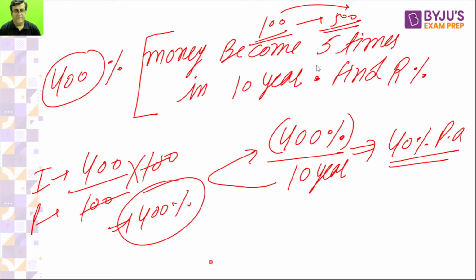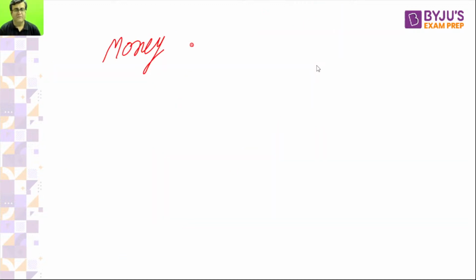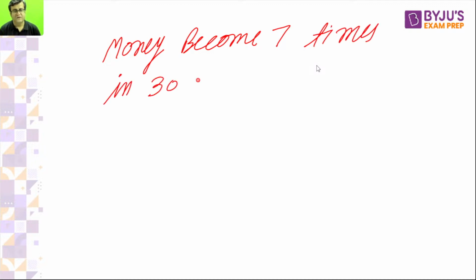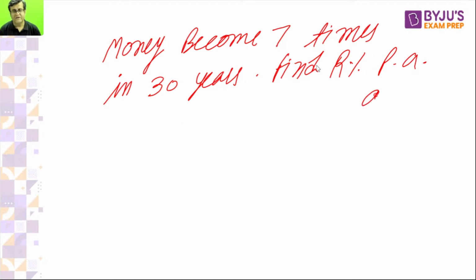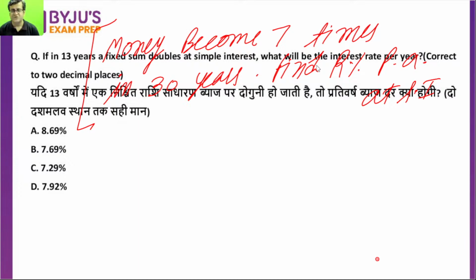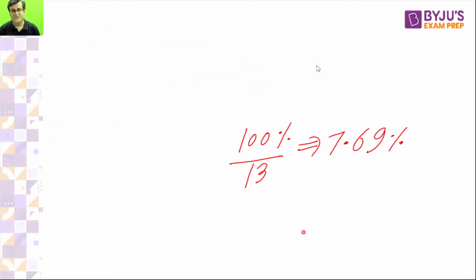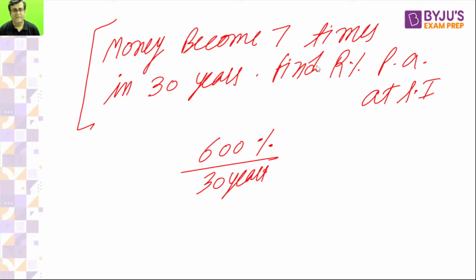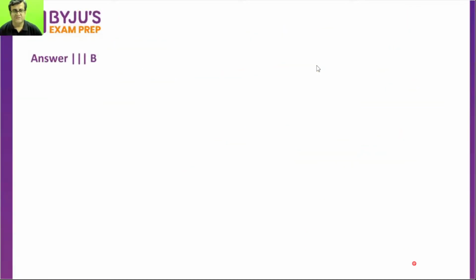Okay. If I ask you, money becomes 7 times in 30 years, find rate percent per annum at simple interest. Tell me. Clearly visible. It is pen free. It is just 5 seconds now. Do you understand? The first time I took time to explain this question. Now it has become very simple. It becomes 7 times means 100 becomes 700. 600 is the interest. So 600% in 30 years. 20% per annum is the rate. That's it. Let's move to next.